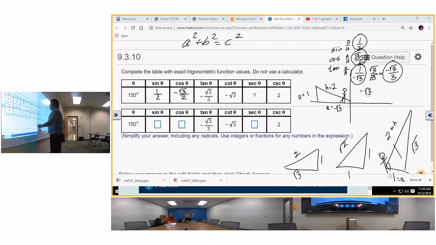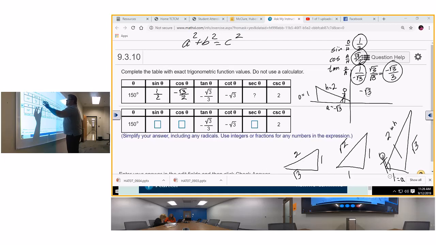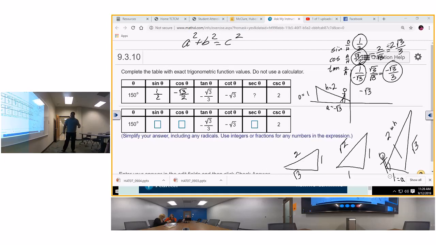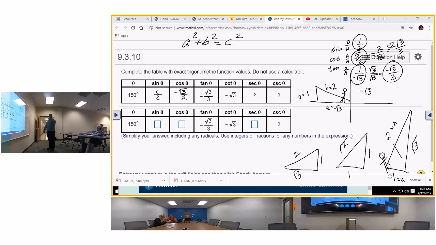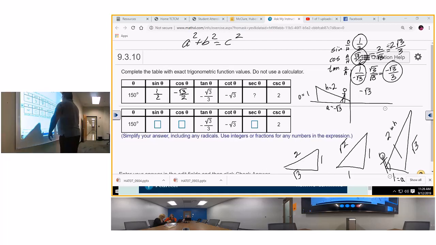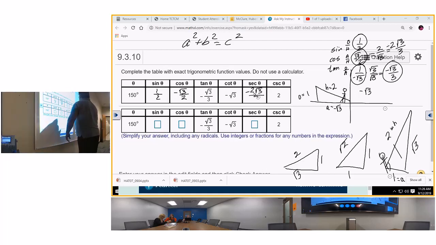Now, what's the reciprocal of this? 2 over square root of 3, which is equal to 2 square root of 3 over 3. Now, if you don't know how to rationalize the denominator, then you might want to ask, because you should know how to do that. So that is the secant, which is negative 2 square root of 3 over 3. And, of course, the cosecant: what is the reciprocal of 1 half? 2.